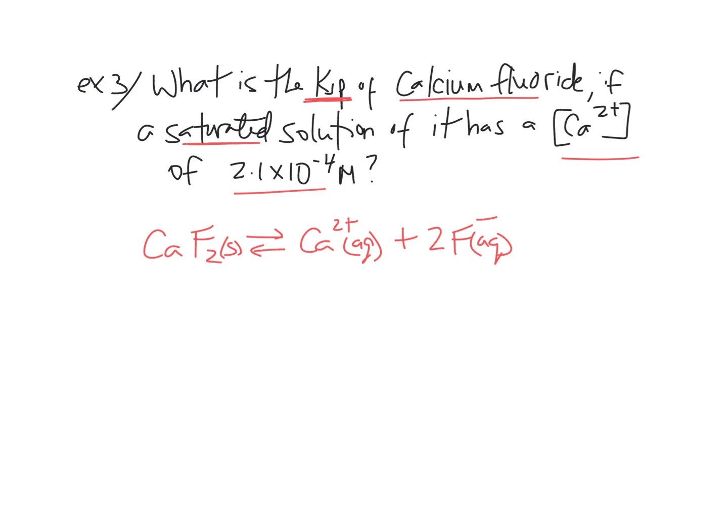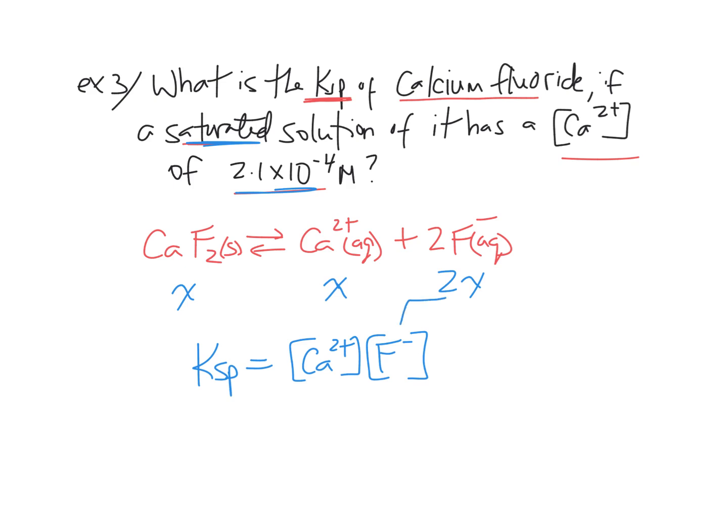So that means if we dissolve amount X of calcium fluoride salt, it's going to produce X amount of the Ca2+ ion, and it's going to produce 2X amount of the fluoride ion. So that means if we put it into the Ksp expression, it's going to be the concentration of Ca2+ at equilibrium, or in a saturated solution, which we have, multiplied by the concentration of the F- ion, which is actually going to be twice as much as X, right? And it's going to be squared.